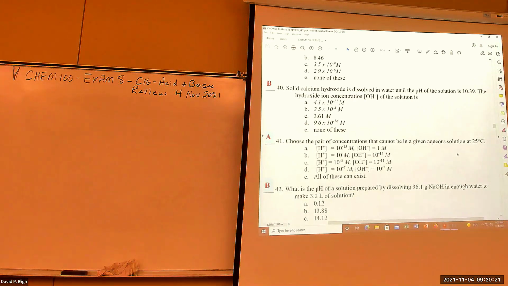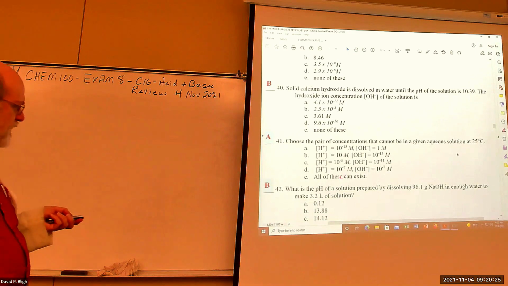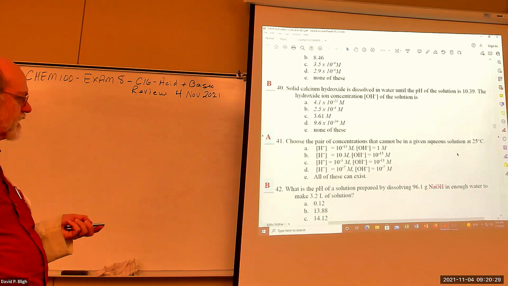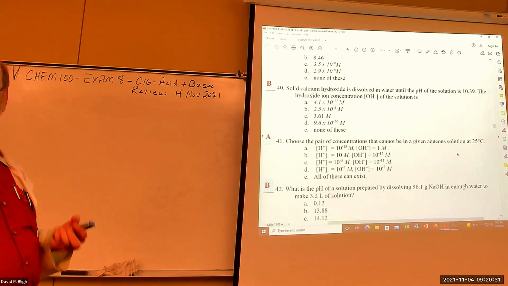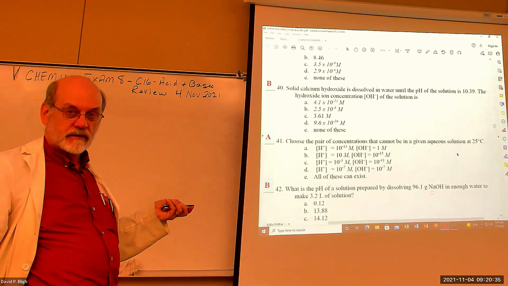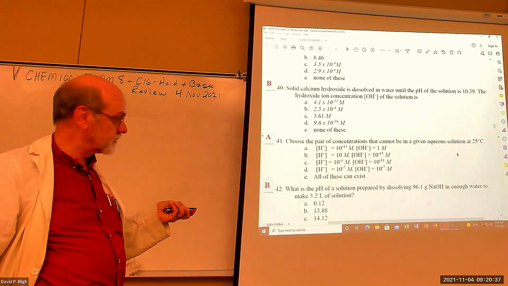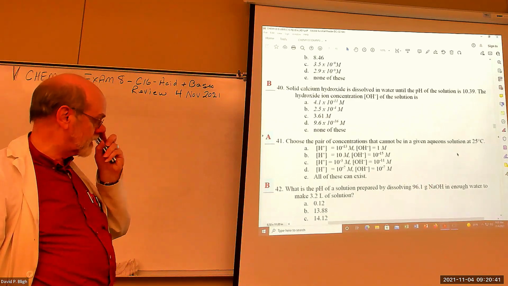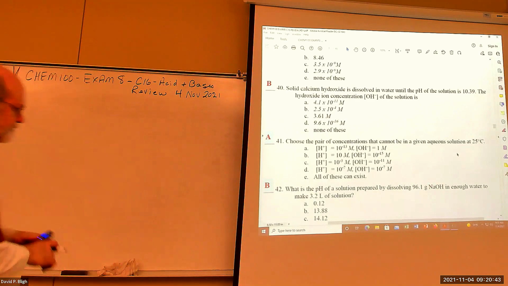Okay, 41. Let's see, is 42 valuable? What is the pH of a solution prepared by dissolving 96.1 grams of sodium hydroxide in enough water to make 3.2 liters? All we have to do here is convert this to moles. That's a strong base. It produces hydroxide ion concentrations. Maybe we ought to do it. It is multi-step.